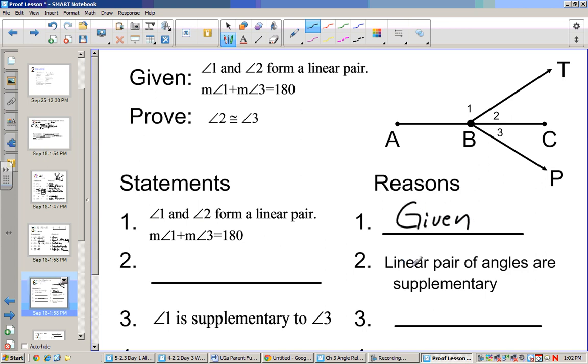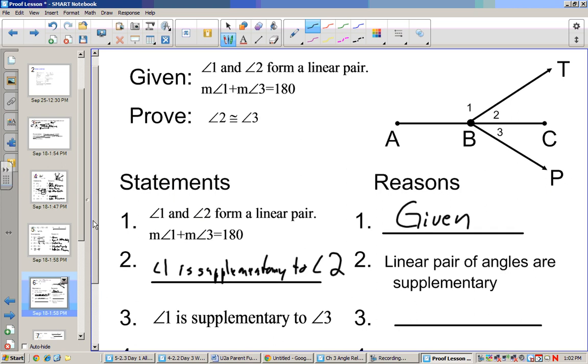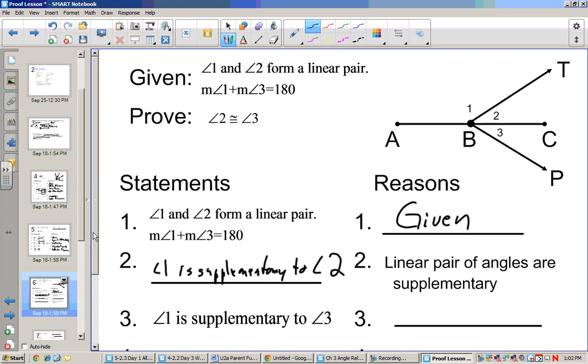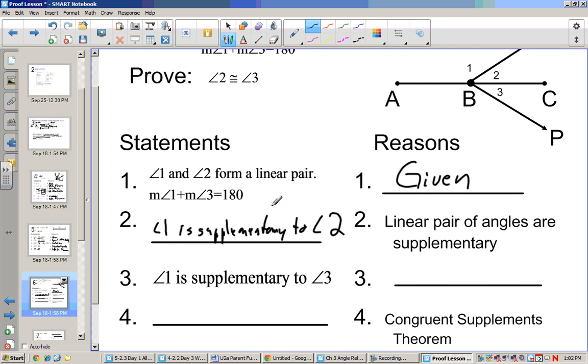And now the second one says linear pair of angles are supplementary. So if that's supplementary, we could say, just like the next row, angle 1 is supplementary to angle 3, or angle 1 is supplementary to angle 2. And that's linear pair. And why are they supplementary? That is the definition of supplementary, that they add up to 180.